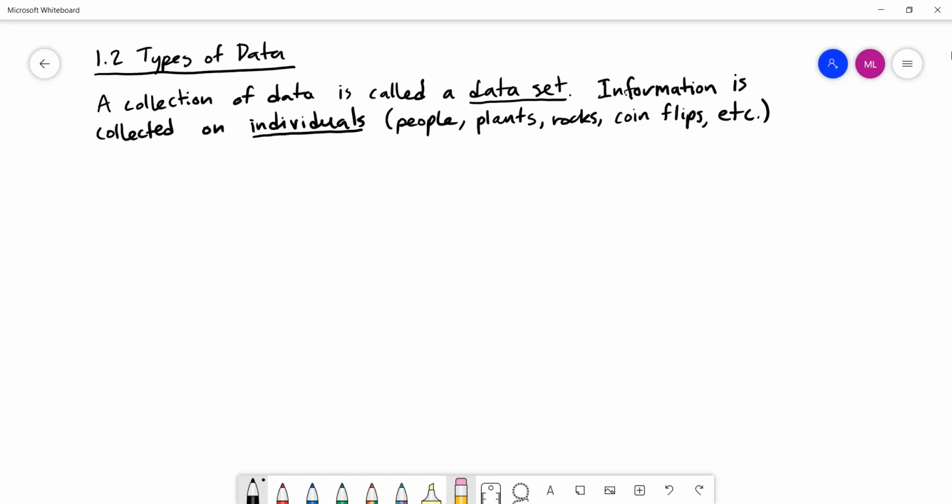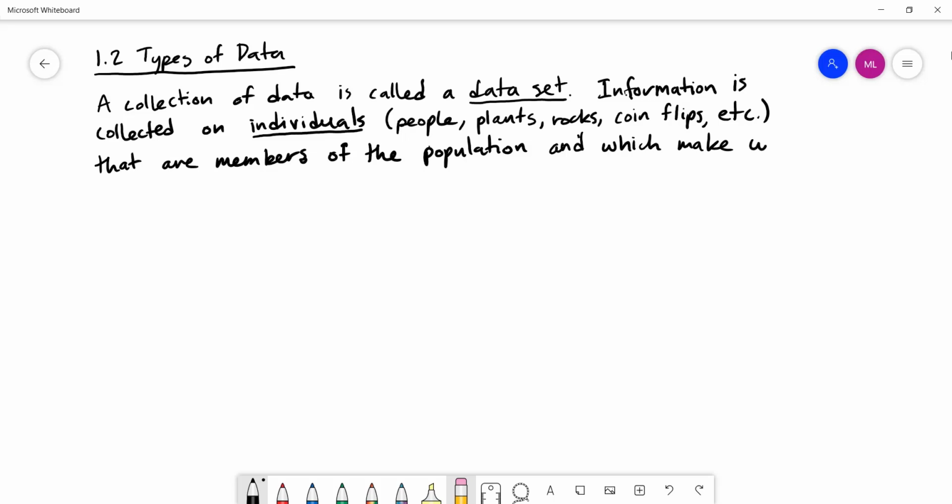So we collect information on these individuals that are members of the population, which is the group that we're trying to study. And which together make up the sample. So that's what the individuals are. The individuals make up the sample. All of them are members of the population.